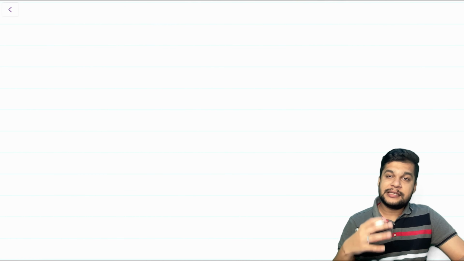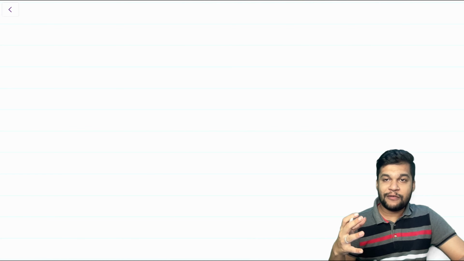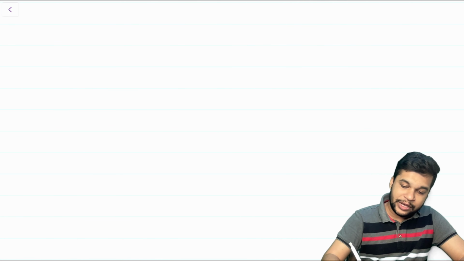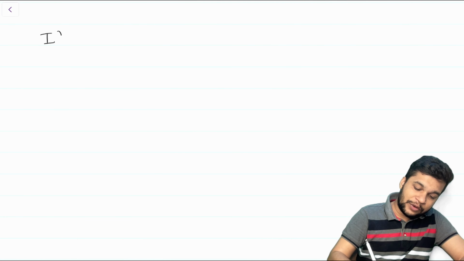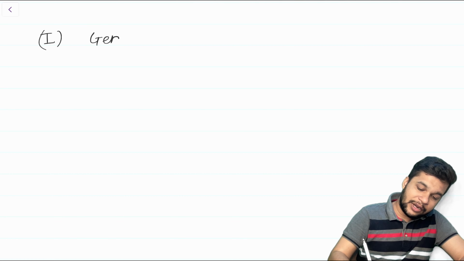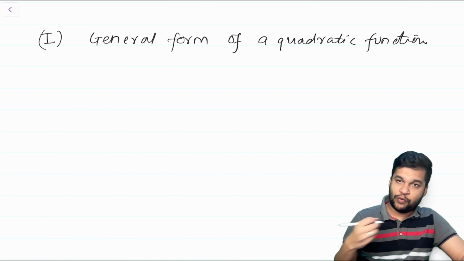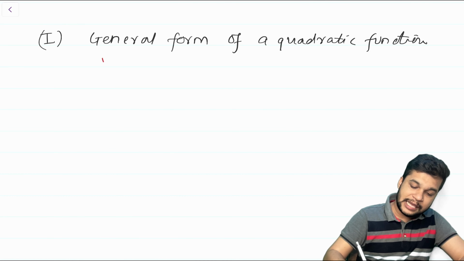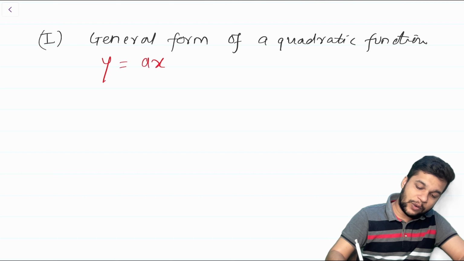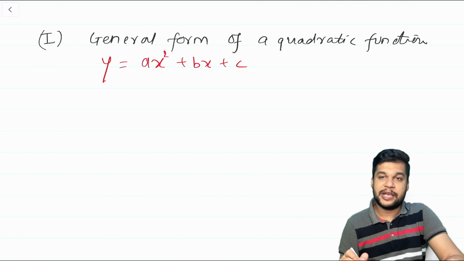Okay, now let's discuss the three forms of the quadratic function in detail. Your first form is the general form of a quadratic function. What is the general form? The general form is y equals ax squared plus bx plus c.